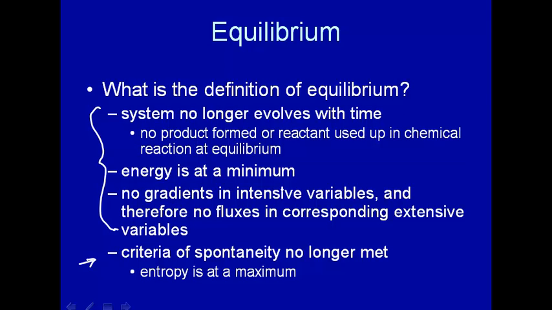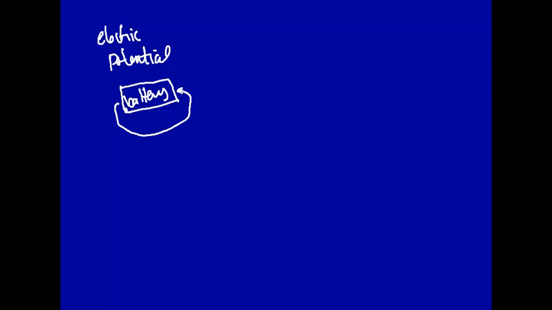There are no gradients in intensive variables, and therefore no fluxes of corresponding extensive variables. We talked about this a little bit. Take, say, electric potential. For instance, if you have a battery and you hook this up with a wire, electrons will flow. That's the extensive variable associated with the electric potential in the battery.